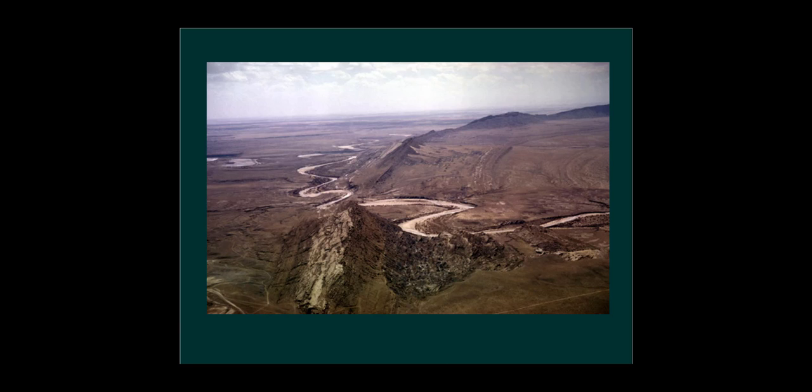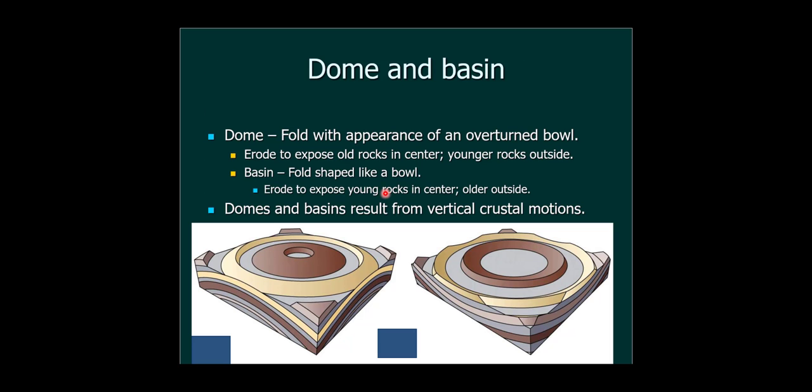We also have domes and basins. Here, you just push the rock up almost in a circle. These are very common over salt deposits where rock gets pushed up. They can also be very common on top of bodies of igneous rock where rock is getting pushed up. So a dome is like a bowl turned upside down. A basin is kind of like a bowl turned right side up.